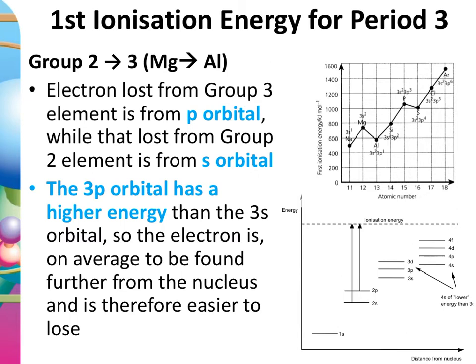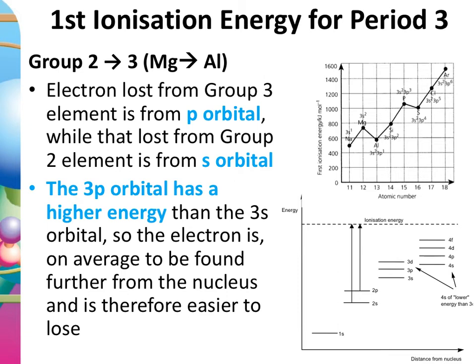So when the outermost electron is removed from magnesium, it's removed from the 3s sublevel, and so it's removed from an s orbital. When it's removed from aluminium, it's being removed from a 3p sublevel, or a p orbital.